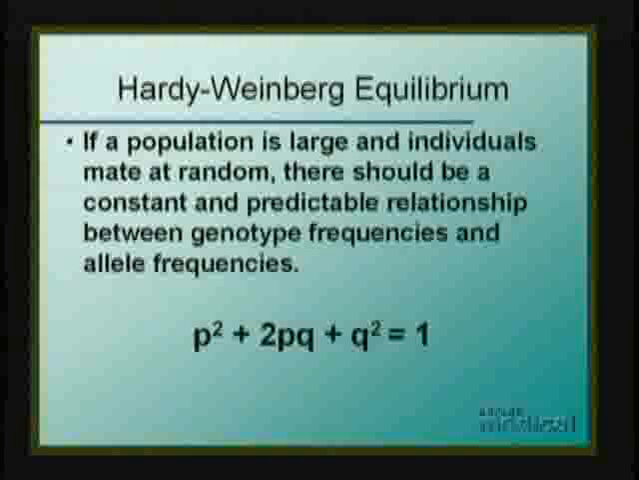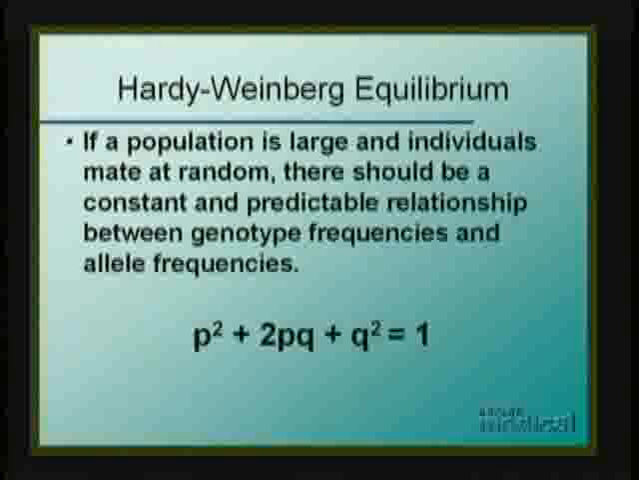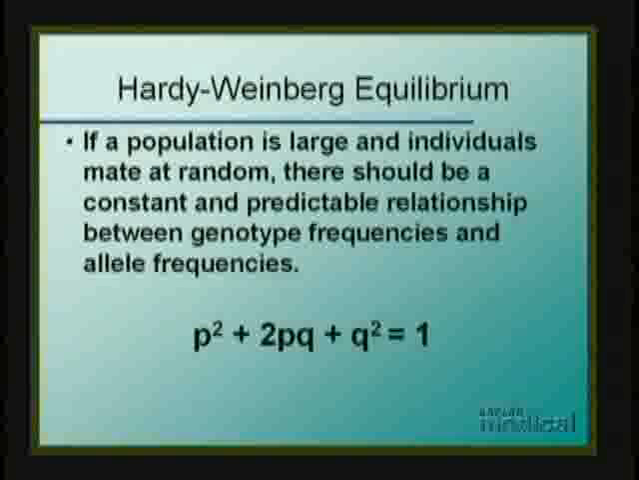Now, the way this kind of information becomes really important to us in medical genetics is through something known as the Hardy-Weinberg equilibrium and the Hardy-Weinberg equation. The Hardy-Weinberg equation is listed here at the bottom of this slide. p squared plus 2pq plus q squared equals 1, and you will be expected to have memorized this equation.